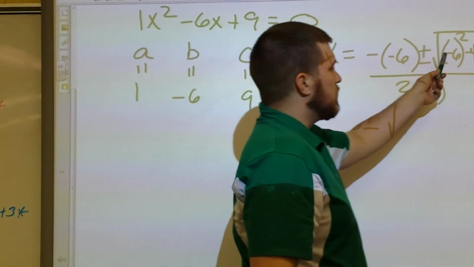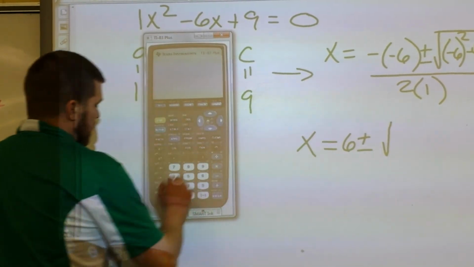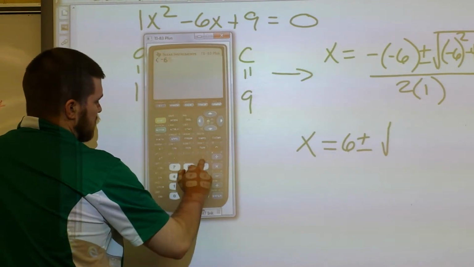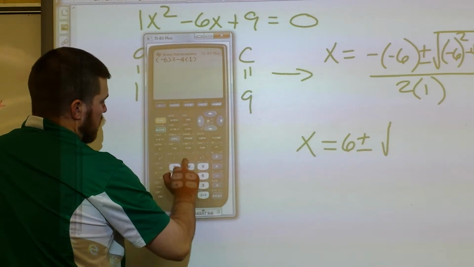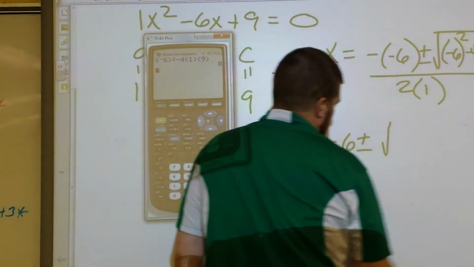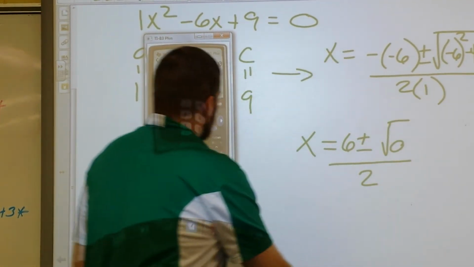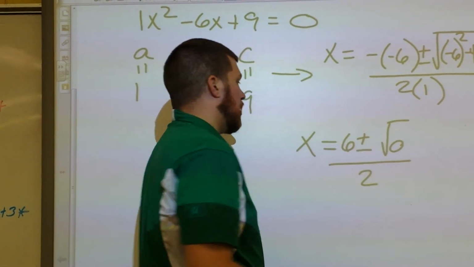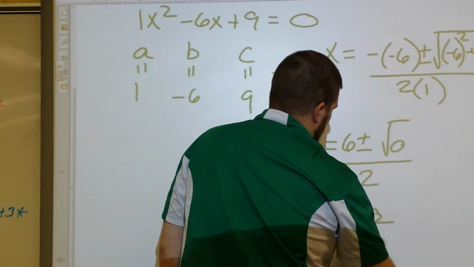I want to figure out what's going on inside my square root. So I'm going to use my calculator to do that. Again, type the parentheses. It's very important that you do that. So parentheses negative 6 squared minus 4 parentheses 1 times 9. I get 0. 2 times 1 is 2. Okay? So I want to clean this up as much as I can. The square root of 0 is always 0. So x equals 6 plus or minus 0 over 2.